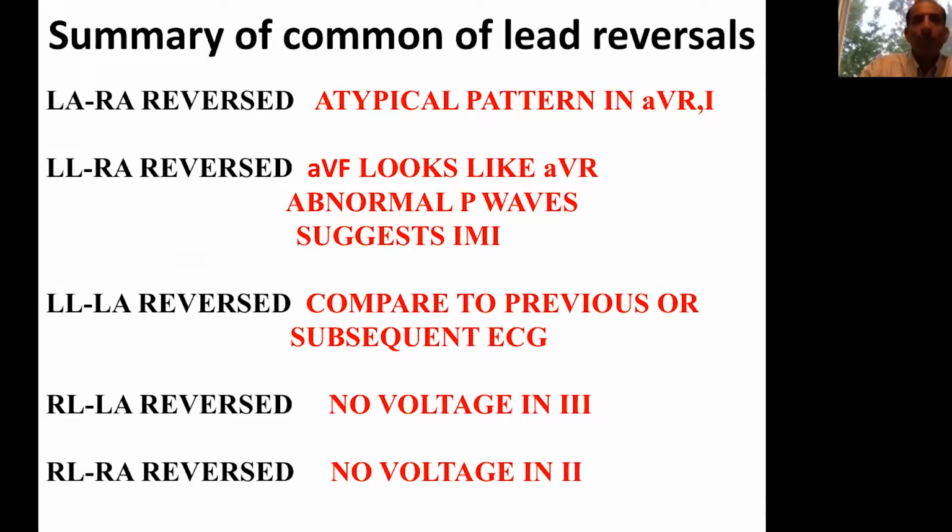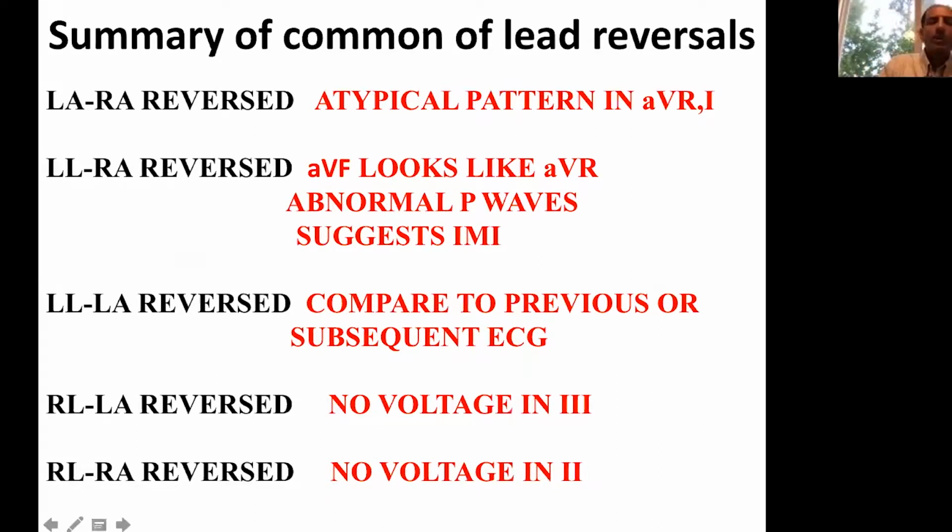Okay, and so that is very easy. If you switch the right arm with the left arm, then lead 3, which was supposed to be a lead between the left arm and left leg, is now going between the right leg and left leg, and so there is no vector there, so it becomes flat.